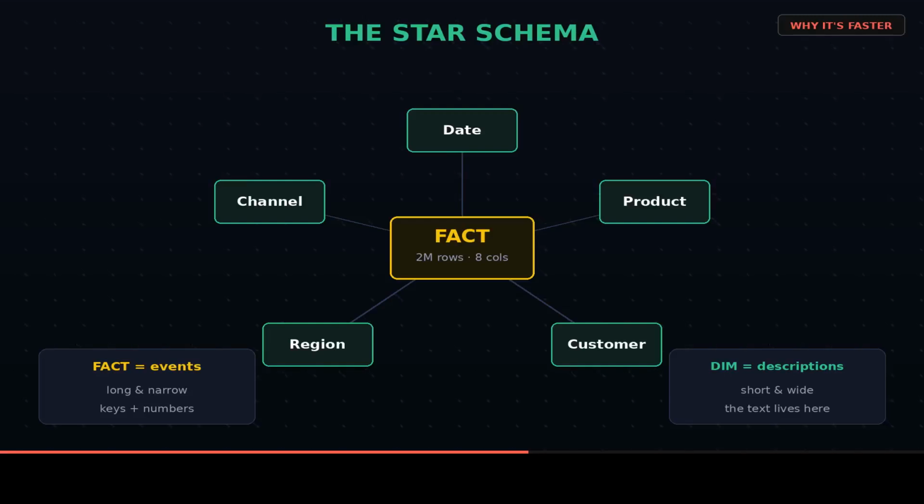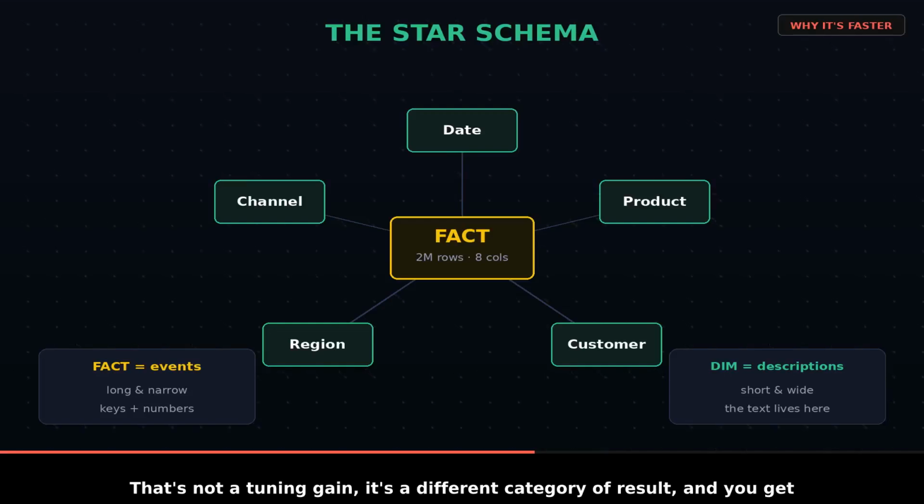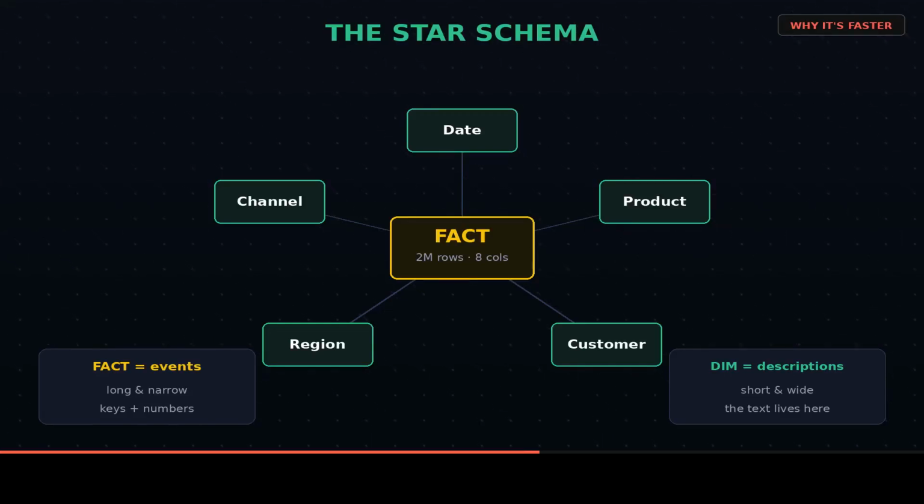One number to hold on to. Going from flat to star typically cuts file size by 3 to 10 times. That's not a tuning gain. It's a different category of result, and you get it without deleting anything. Watch the same report on both.